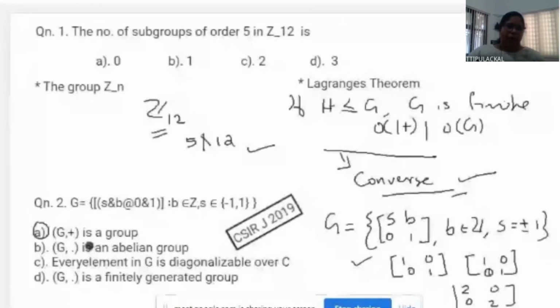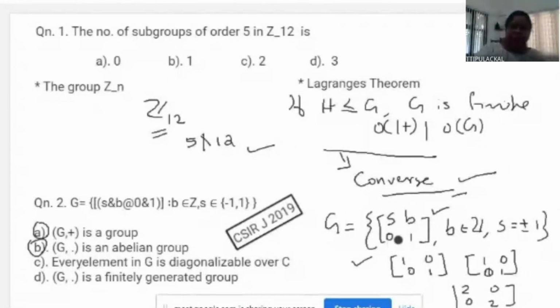Now the second option: G under multiplication, group multiplication, is an abelian group. You can see that the multiplication is closed. If you multiply any 2 matrices of this form, the product is again a matrix of the same form, because here b can be any element, s is plus or minus 1, and the 2-1 entry is 0, so the first entry of the product is plus or minus 1. Okay, so this is closed, but you can see this is not abelian.